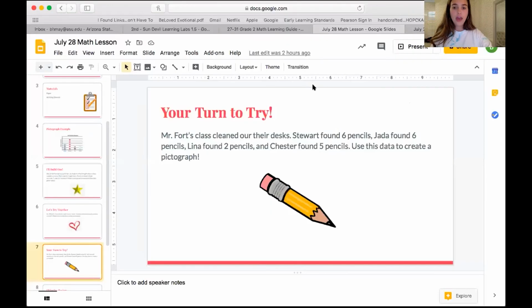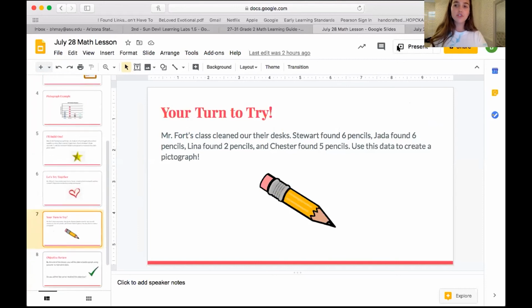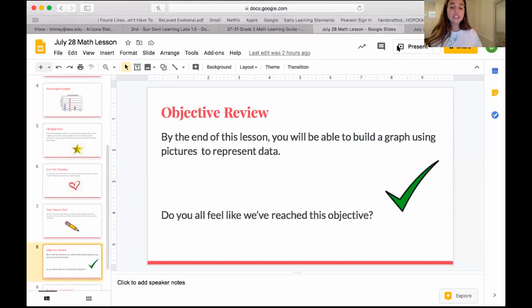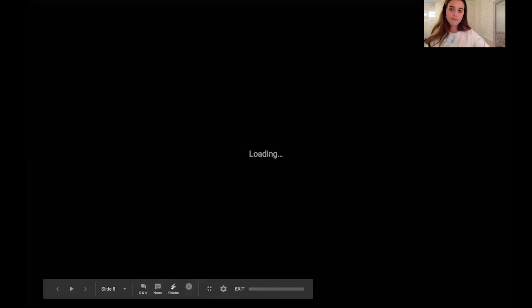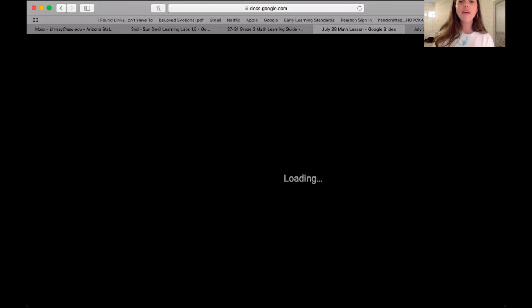Now I'm going to share my screen with you guys one more time so that we can go over our objective again. All right, here we go. Okay. So here is our objective review. So our objective was, by the end of this lesson, you will be able to build a graph using pictures to represent data, right? So do you guys feel like you reached that objective? Give me a thumbs up if yes, and a thumbs down if not.